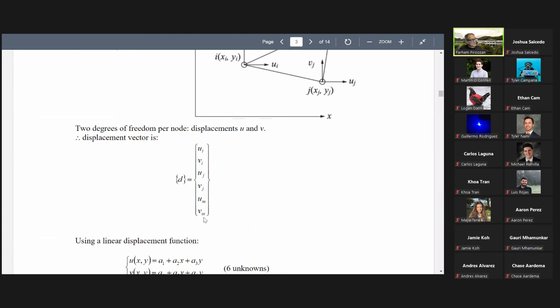This is our displacement vector. It consists of UI, VI, UJ, VJ, UM, VM. Two degrees of freedom per node. This is our displacement vector.